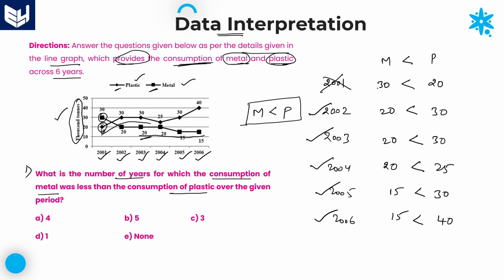Just by observing all these values, it is very clear that in these 5 years, except in the year 2001, consumption of metal is less than the consumption of plastic. It means total 5 years, which is option B. Option B is the right answer for this question.